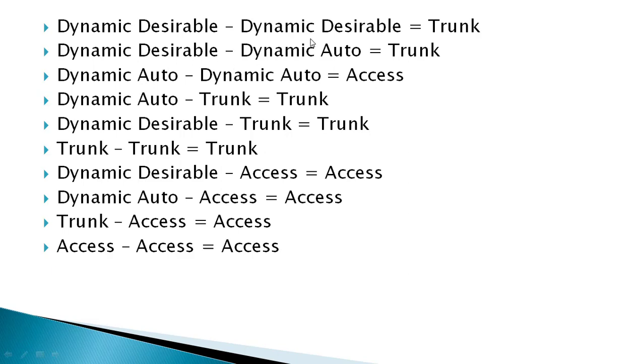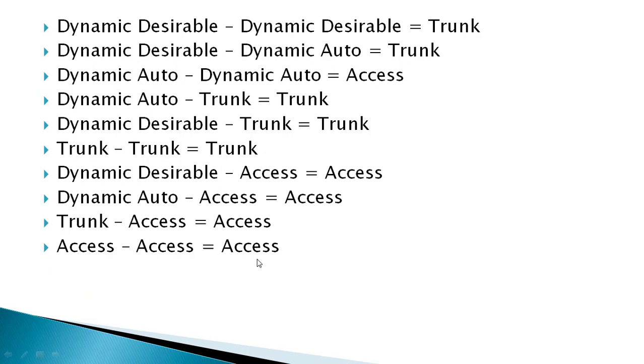Similarly, dynamic desirable and dynamic auto is equal to trunk. Dynamic auto and dynamic auto is equal to access. Dynamic auto and trunk gives trunk. Dynamic desirable and trunk gives trunk. Trunk and trunk gives trunk. Dynamic desirable and access gives access. Dynamic auto and access gives access. Trunk and access gives access. Access and access gives access.